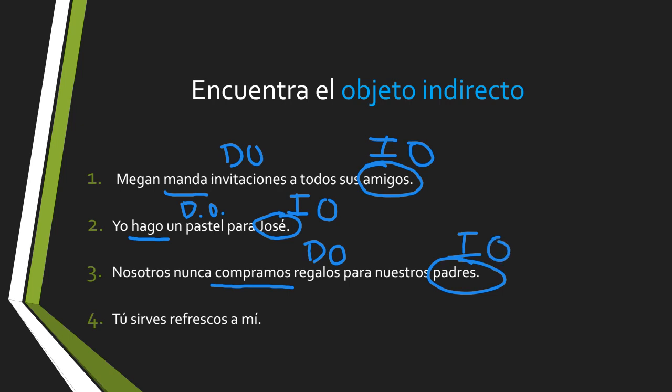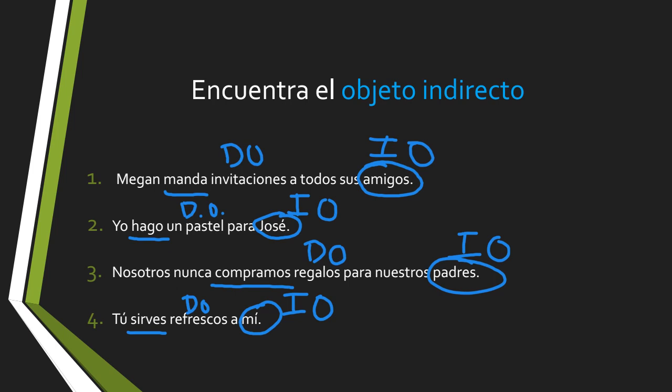object. Tú sirves refrescos a mí. You serve sodas or pops to me. And in this case, we've got our verb sirves. We ask, what do we serve? We serve refrescos, so that's our DO. And who do you serve refrescos to? Well, you serve them to me. So me is the indirect object.